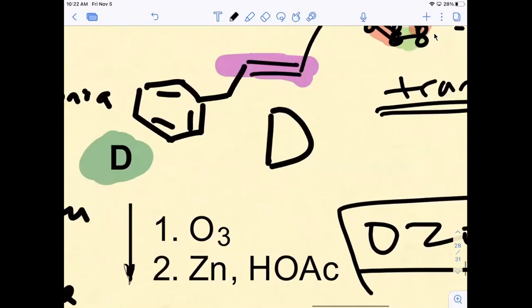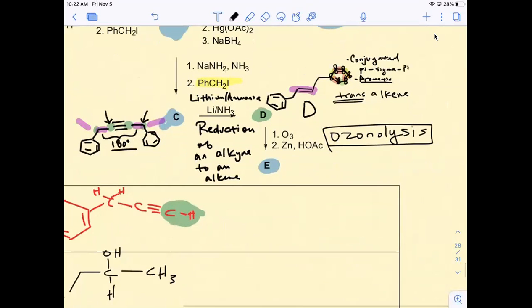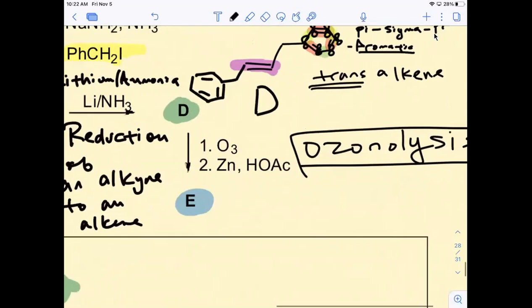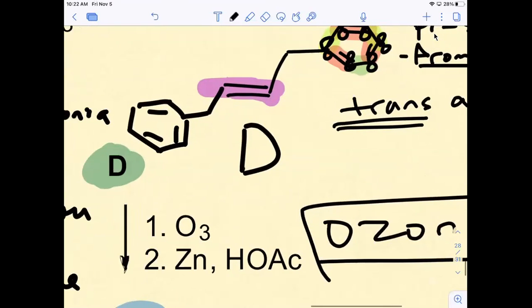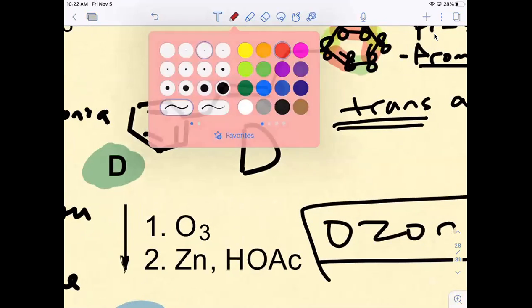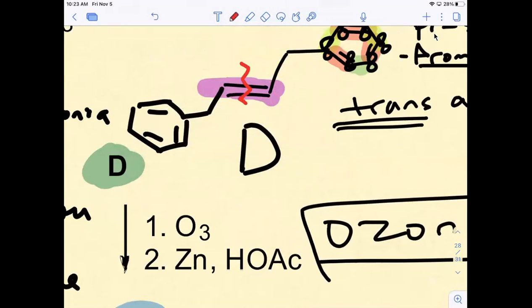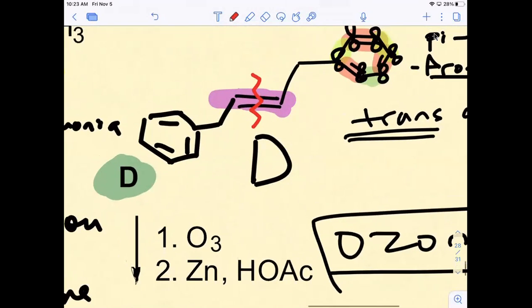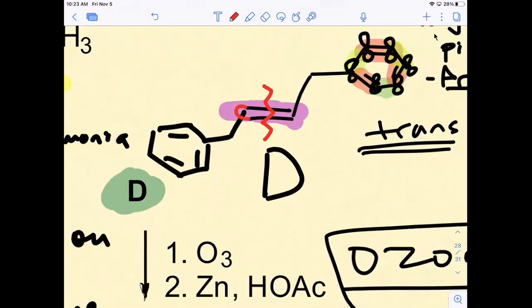So what was the strategy I gave you all for thinking about ozonolysis? What do I need? What am I doing to that alkene? You have to break it. You're breaking it in half, right? So I'm going to break this in half like this. And each side, you know, there's a carbon here and there's also a carbon here. Each one of those carbons is going to become its own separate carbonyl.